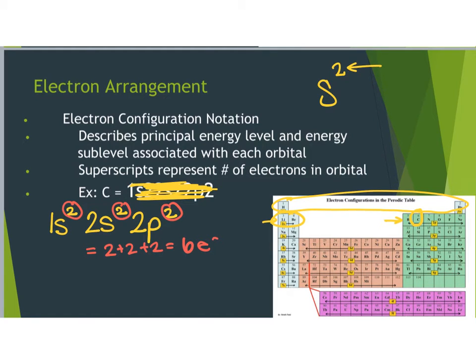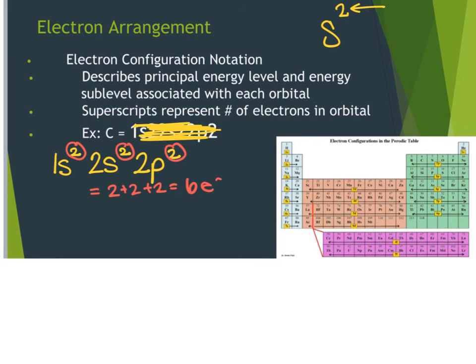Let's just do another example. I'm going to erase all this here. This time, let's do something like chlorine, which is right here. So for chlorine, I'm going to do the 1s level. Again, that takes into account my hydrogen and my helium, and I have to put 2 electrons in there.